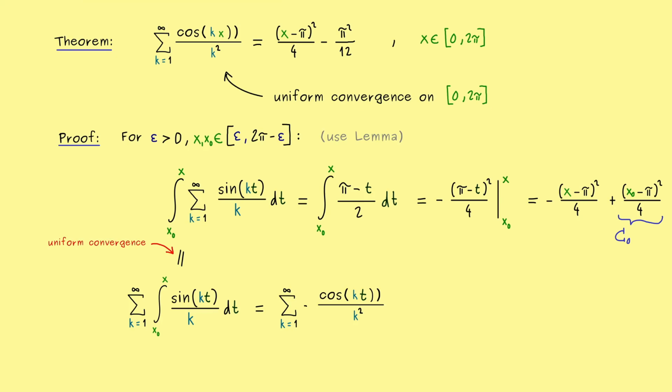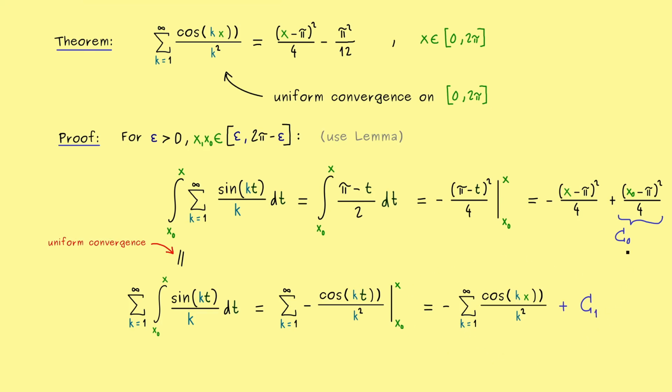And moreover, the inner derivative brings us to k squared in the denominator. And as before, we just have to put in the boundary points x and x0. And there we have it. Now we see we have minus the left hand side of the theorem. And similarly to before, the part with x0 we can simply put into a constant, c1.